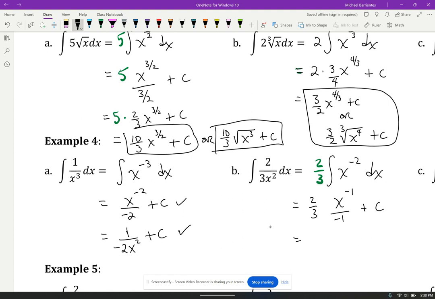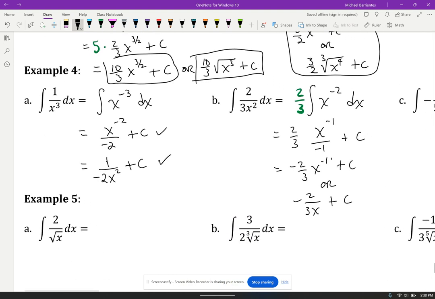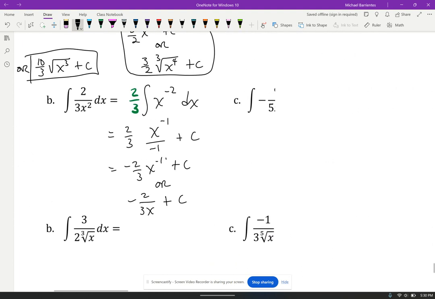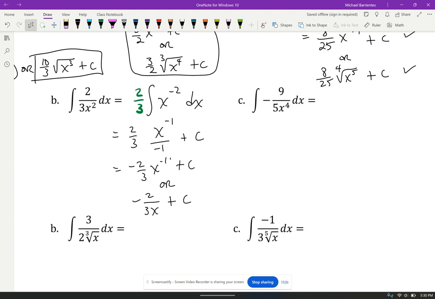So that's going to be either negative 2/3, because if I multiply negative 2 times 3, that's negative 2/3, x to the negative 1 plus c, or negative 2 over 3x plus c. Right? The negative 1 exponent tells me that it's going to flip. It's going to take the reciprocal down to the denominator, and it's going to end up next to, multiplied times, the 3. And that's letter B.